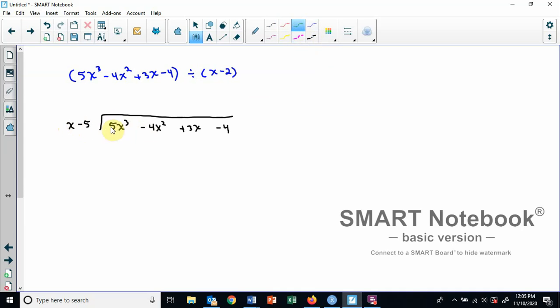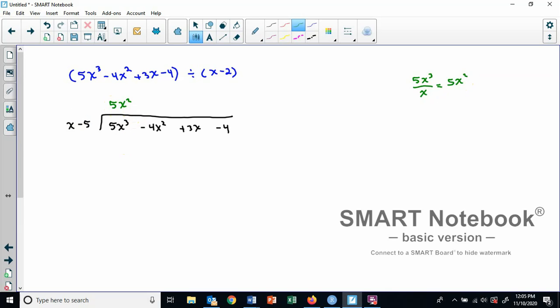So remember, I look at the first term and the first term. That's all I'm going to really use to start the division. 5x to the third. How many times does x divide into the 5x to the third? And you may wish to do some scratch work. Notice I'm grabbing just the first terms. And let's see, 5 is still on top. x to the third divided by x is x squared. So for this first division, we get 5x squared.